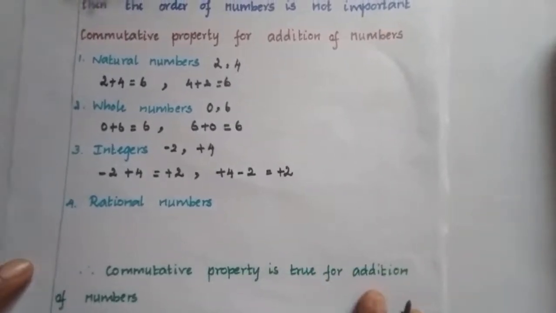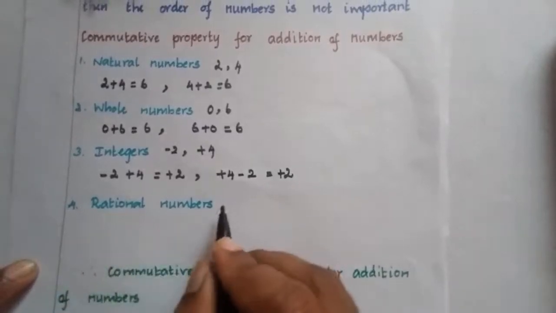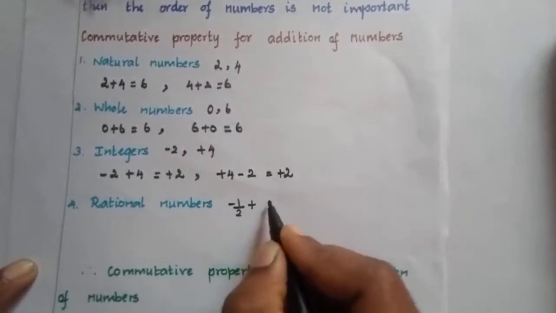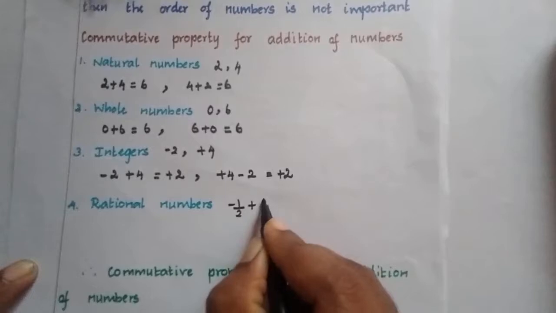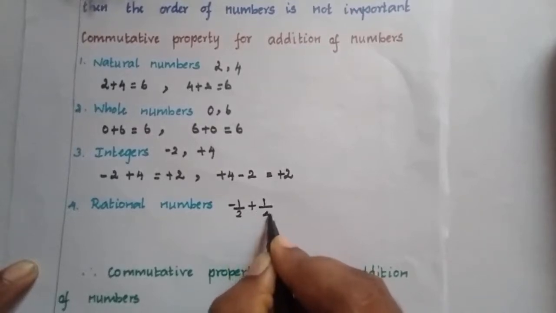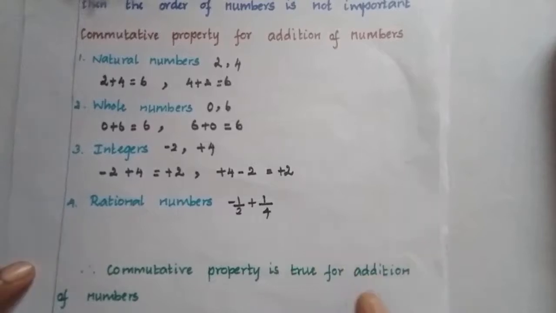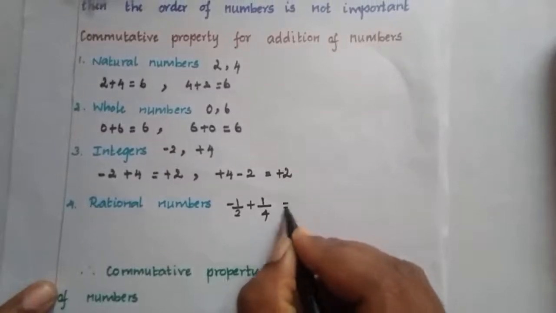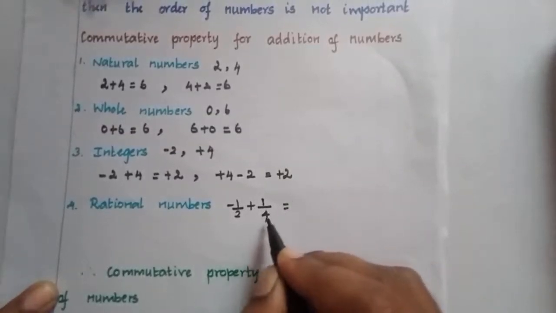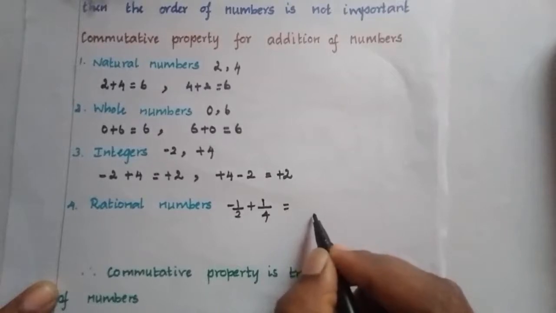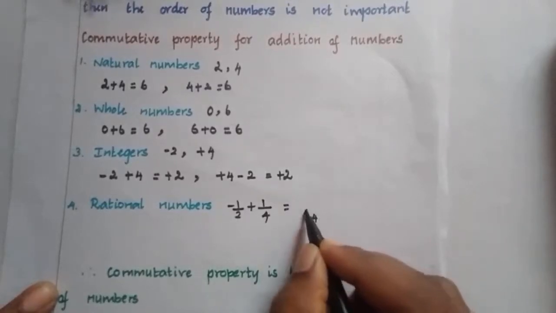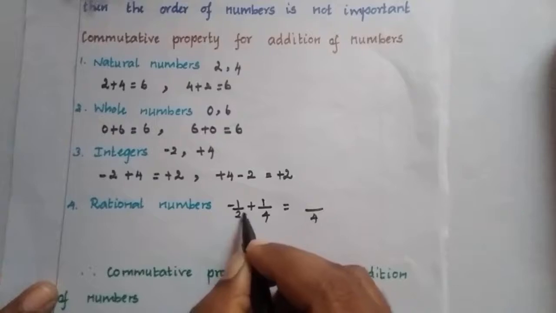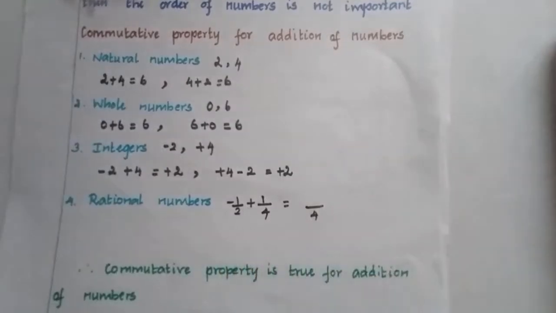In rational numbers, let us take two rational numbers. One is minus 1 by 2 and the other one is 1 by 4. When you add these two, the denominators are different, so we have to take the LCM. What's the LCM of 2, 4? That is 4. So here, in order to get the number 4 in the denominator, you should multiply the numerator and denominator by 2.